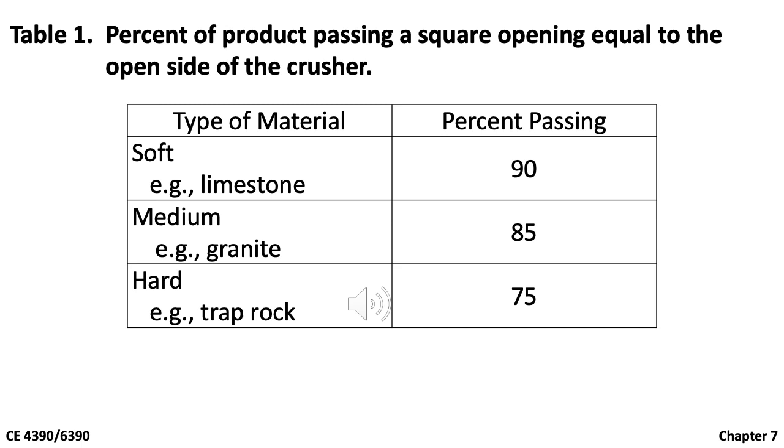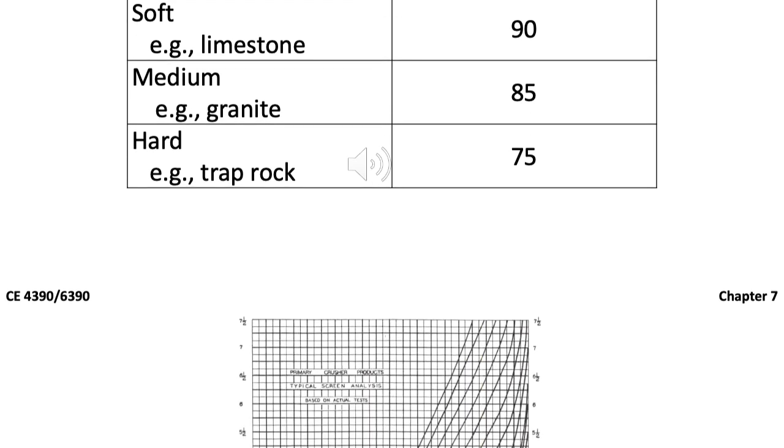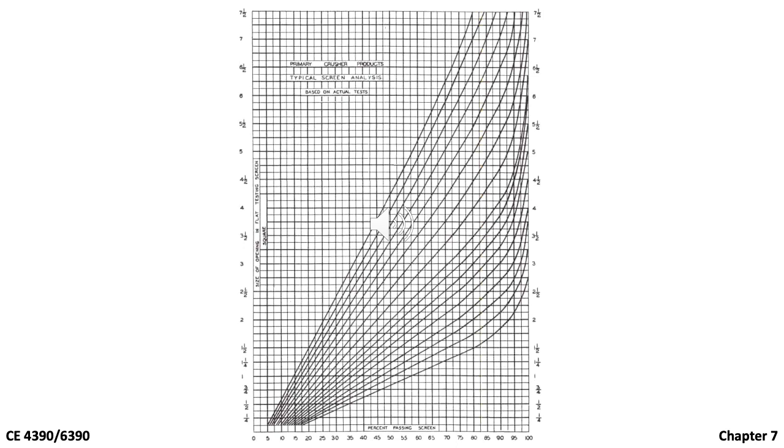So if the material is soft, such as limestone, it is easier to crush. Thus, the percent passing is very high, about 90%. However, if you are crushing harder rocks such as granite and trap rock, this percent will reduce to 85% and 75% respectively. The curves in this chart are developed based on the screen analysis of the crusher output, so they can be used along with table 1 to provide an initial approximation for the output gradation.